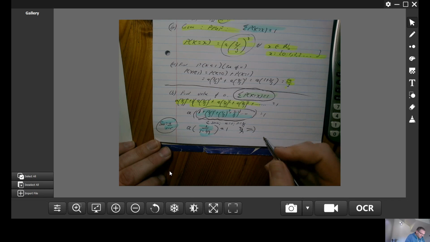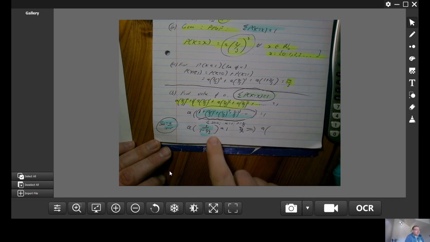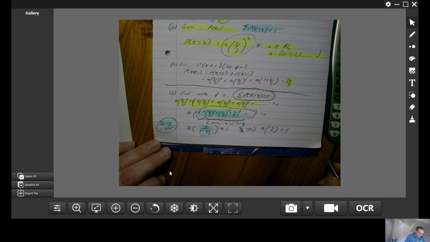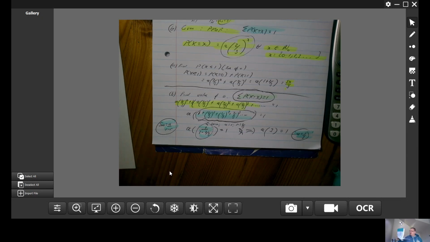So I end up with 1 minus 2/3 is a third. Am I right? 3 over 3 minus 2 over 3 is 1 over 3. 1 divided by 1 over 3 is 3. So the sum of all of those things is going to be equal to 3, and a times 3 is equal to 1. Therefore, a is equal to a third is your answer. So you're using sum to infinity. Very nice question. I think the textbook said this came straight from a final exam. Yep, so I end up with a is equal to a third.